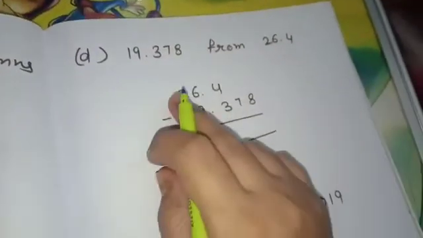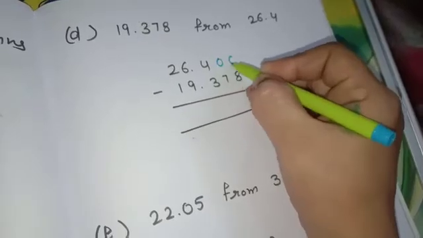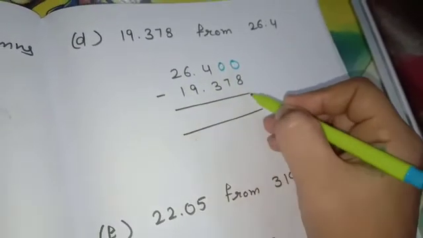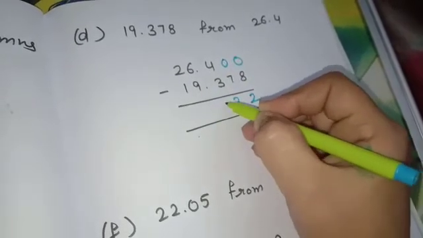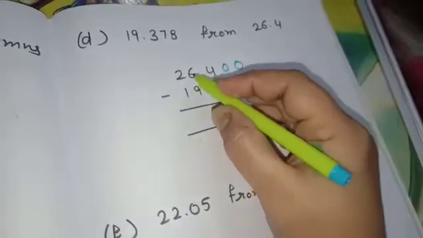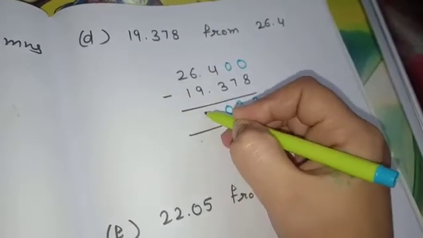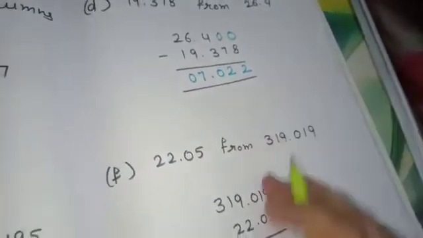Next, D part. 26.4. So we will add two zeros here. As 0 minus 8 is not possible, so borrow 1 from 4. 10 minus 8, 2. 9 minus 7, 2. 3 minus 3, 0. Okay, now 6 minus 9 again not possible. Borrow 1. 16 minus 9, 7. 1 minus 1, 0. This is the D part.